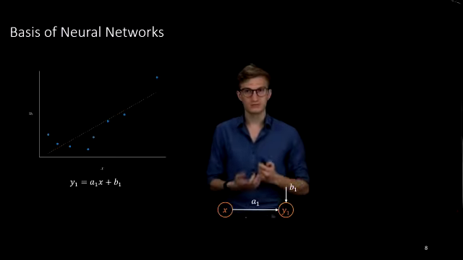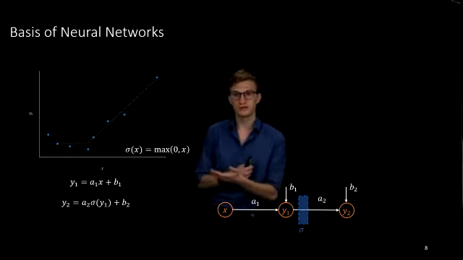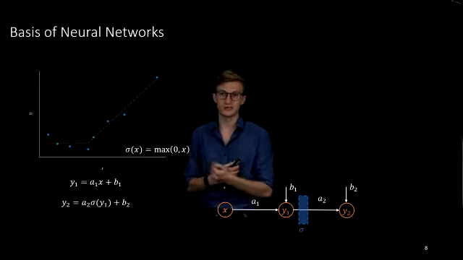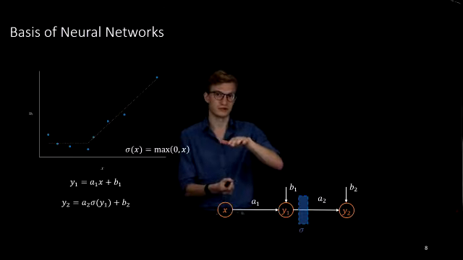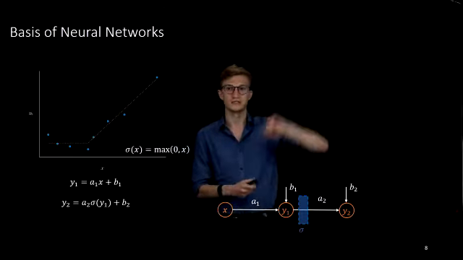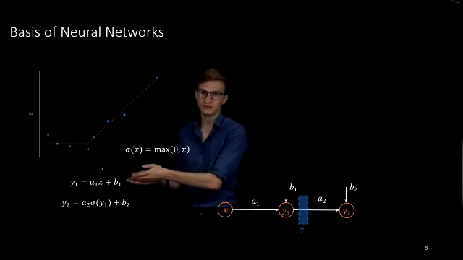To address that problem, neural networks use nonlinear features. For instance, they use a nonlinear function, which is called the rectified linear unit. This is basically a threshold. So for negative inputs, it's 0. For positive inputs, it's just the identity. And we apply this threshold to the scaled and shifted input.